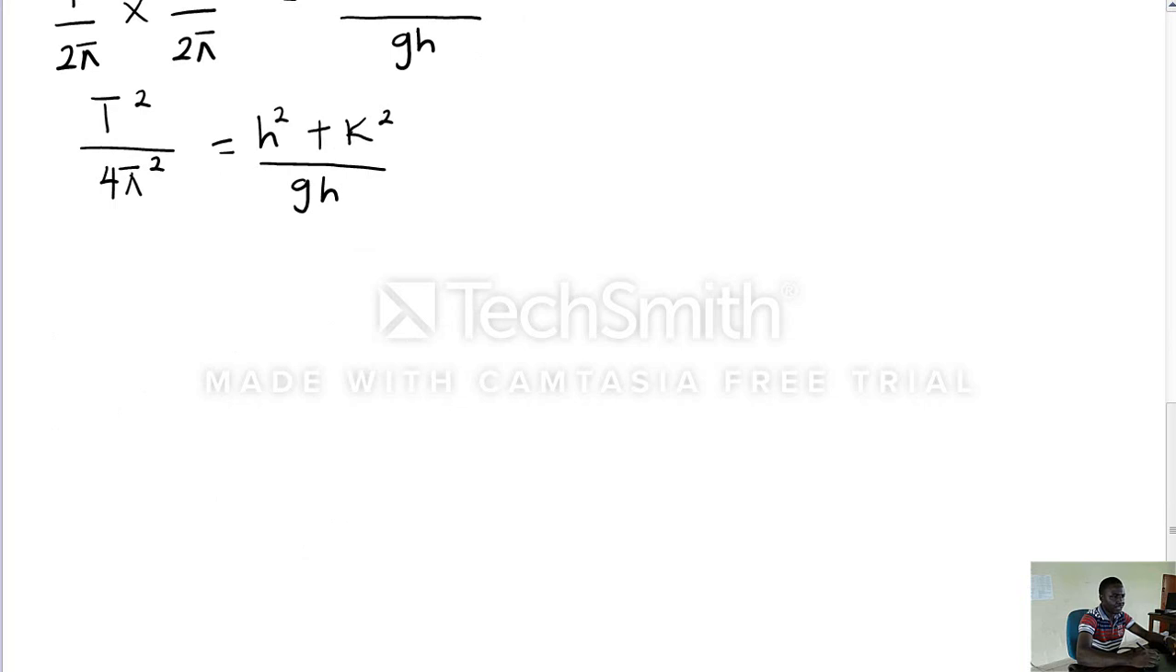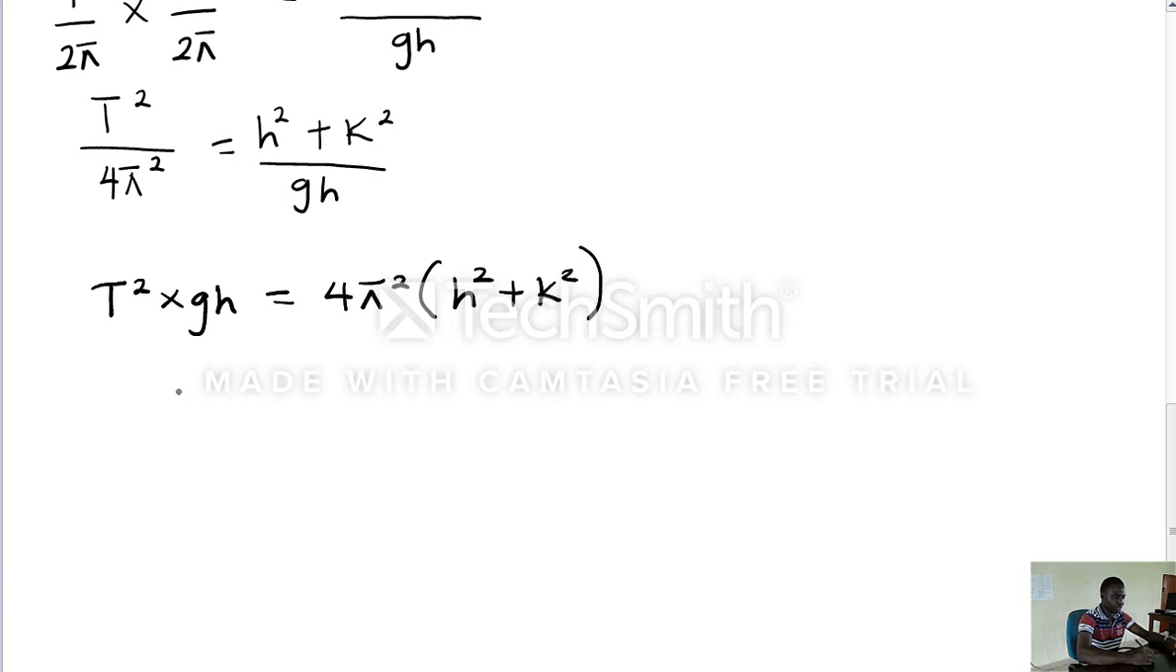Okay, I'm getting closer. Now, in order for me to clear both fractions, I'm going to cross multiply, meaning I'll use the numerator on the left hand side to multiply the denominator on the right hand side, and I'll do the same with the numerator on the right hand side and the denominator on the left hand side, leaving us with t squared times gh is equal to 4 pi squared times h squared plus k squared.